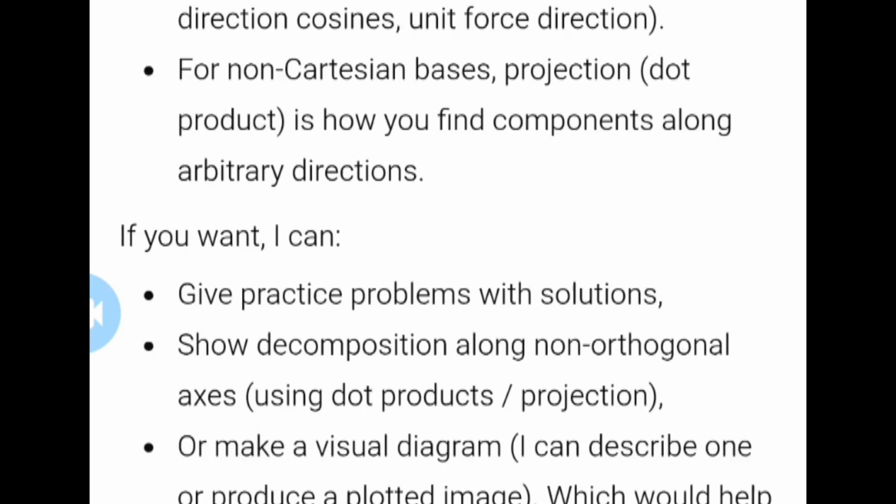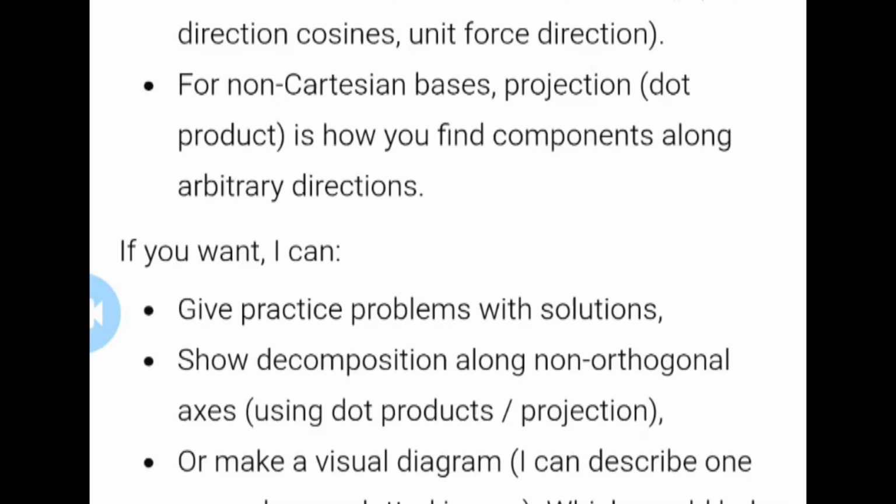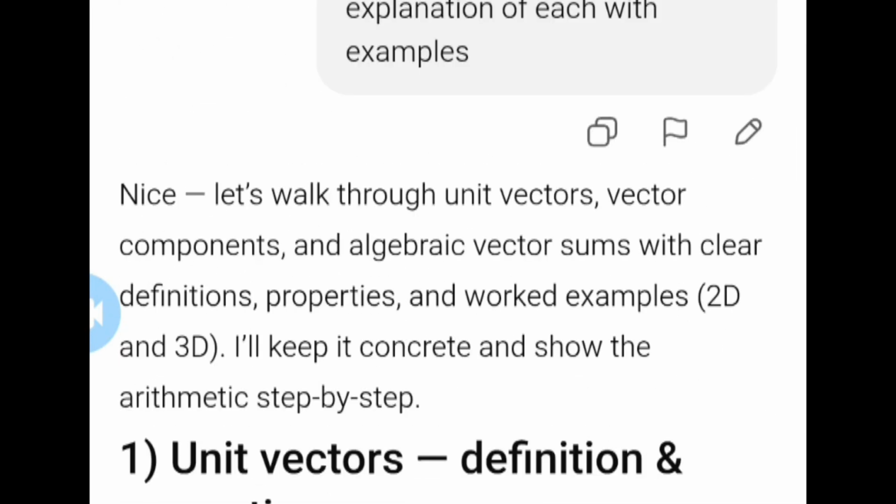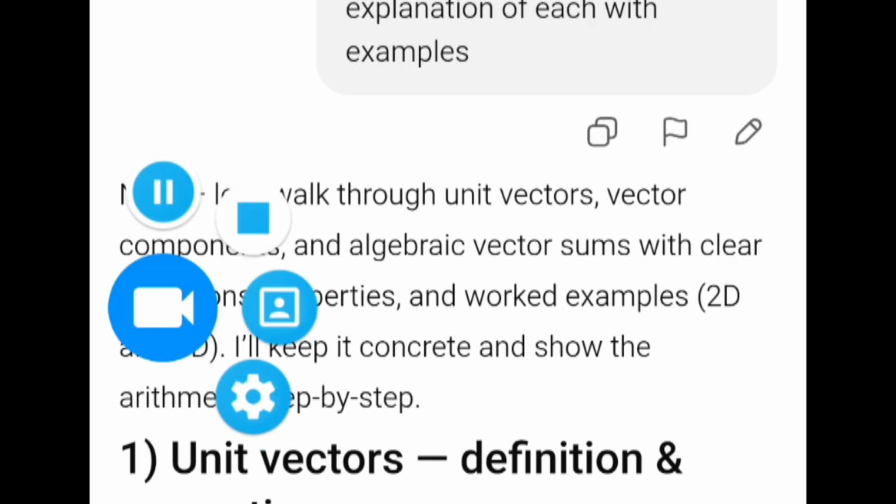If you want, I can give, okay, so this is ChatGPT trying to provide a lot of other things which are currently unnecessary. This concludes the entirety of the lecture titled Unit Vectors and Their Properties, Components of Vectors, and Algebraic Presentation of Vector Sums. Anyway, that's it. So that concluded lecture 2 of the Introduction to Physics, Physics 111 course.